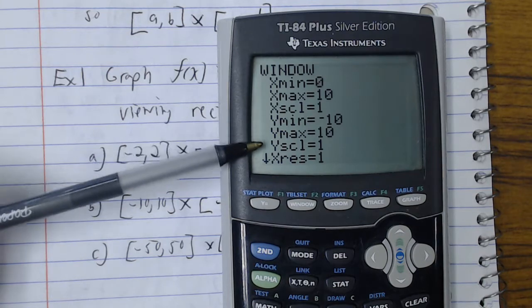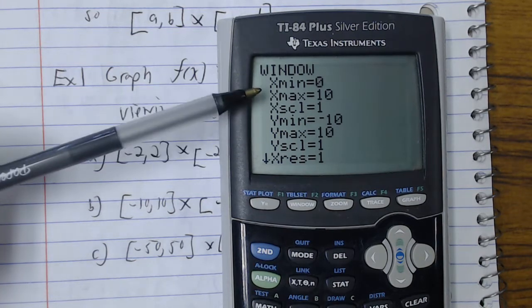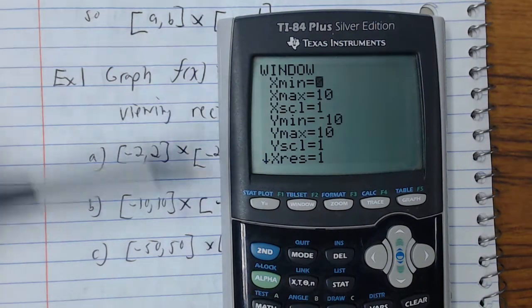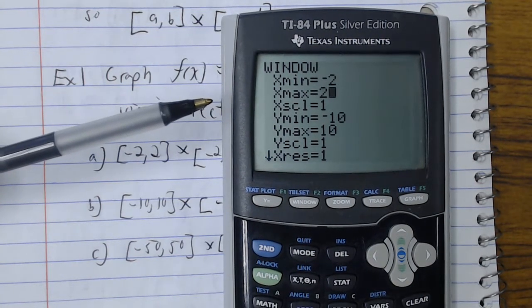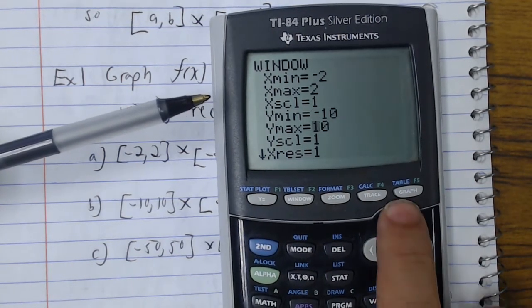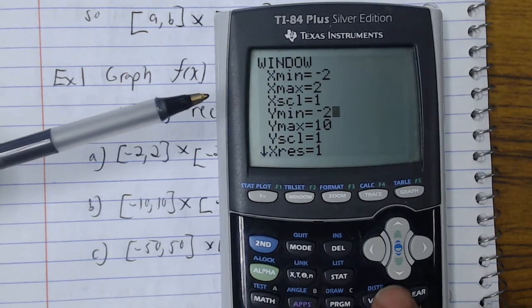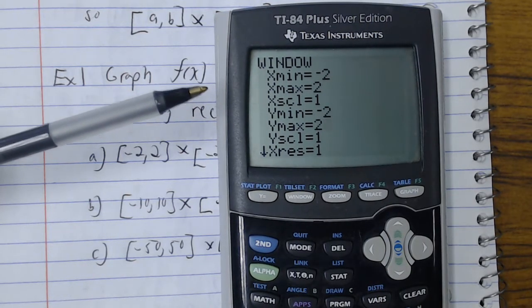So those are my window dimensions. What we want is to go from -2 to 2, and then your y minimum, you're going to press -2 to 2. And once you do that, now you're ready to graph this.